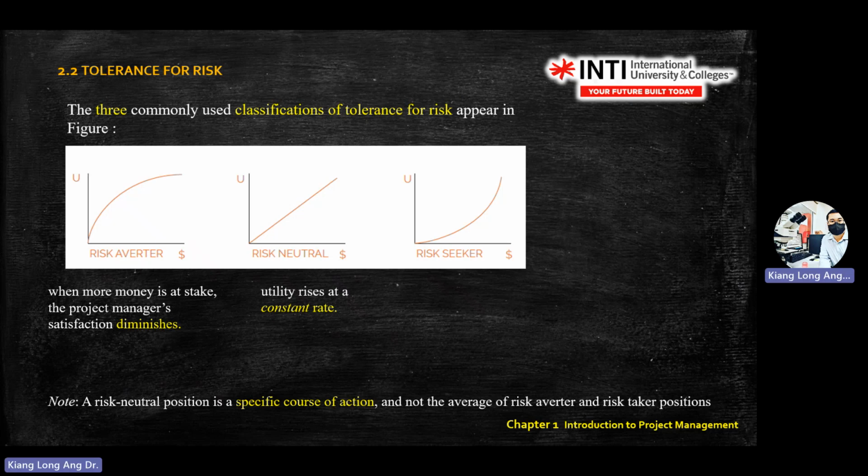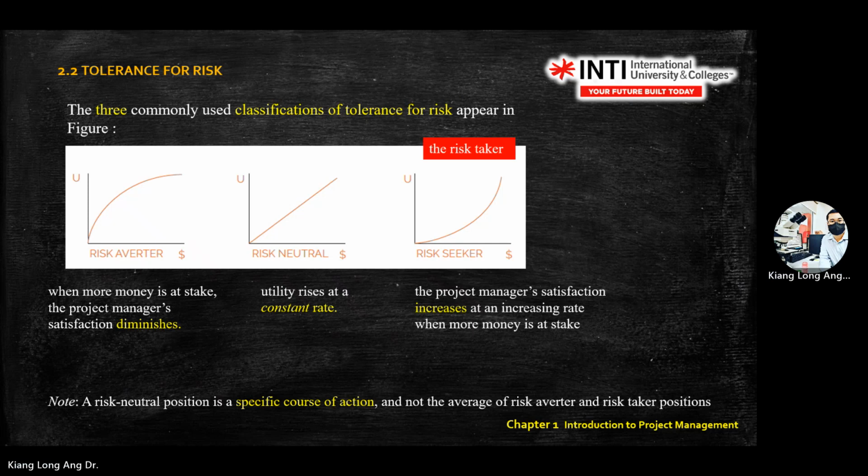Then this one, if you increase the salary or the pay, and your satisfaction also goes along with the increment of your pay, then you are neutral. Okay. The third one is a risk taker. So what happens is that the satisfaction increases exponentially. You get excited if you pump in more money. You give him more budget, this project manager becomes more excited.